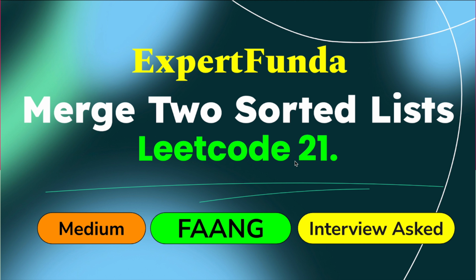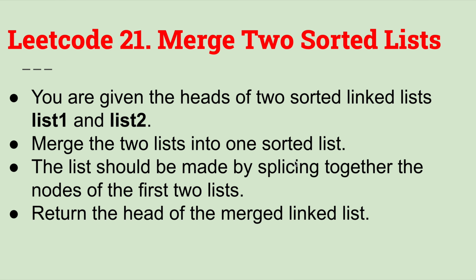So let's go ahead and understand this question, the problem statement, and a lot of things that we are going to do in this video. The problem statement is saying that you are given the heads of two sorted lists, list 1 and list 2. Your job is to merge these two lists into one sorted linked list by splicing together their existing nodes and return the head of the merged list. Pause this video and go through the statement.